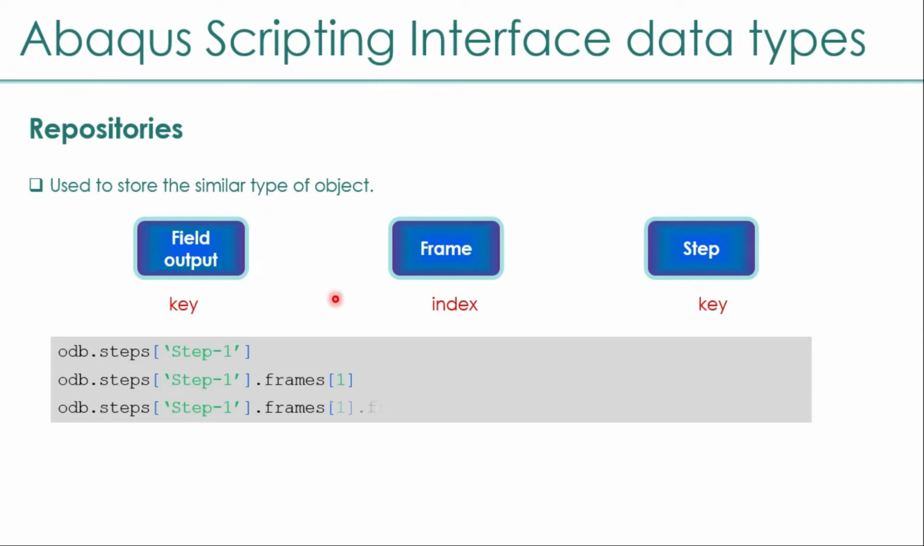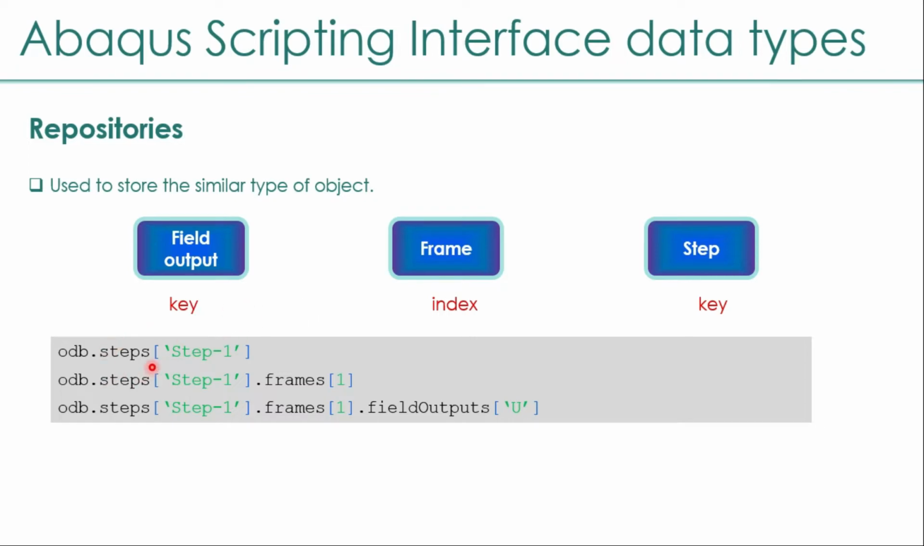So how can you access a particular object in these repositories? Let's say we have a repository which has all similar kinds of objects. We can access them using key values or index values, and depending on the type of object it stores, this varies.